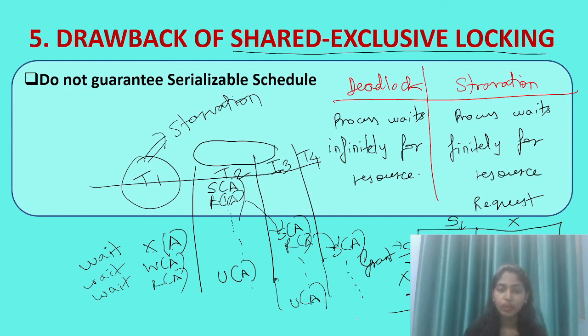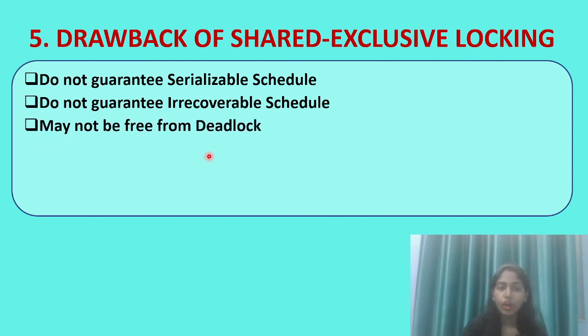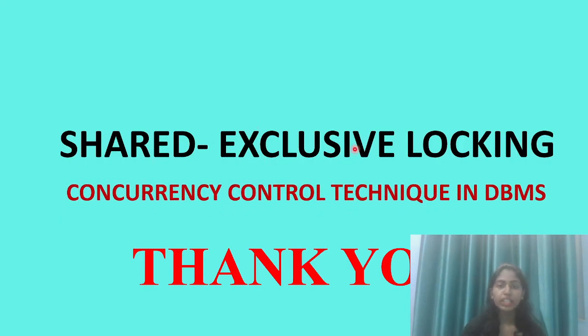Now T4 will unlock it somewhere, and only after that can T1 apply the exclusive lock on data item A. So here T1 is starving for a long time. This is the drawback of using shared exclusive lock. Since it does not guarantee a recoverable schedule, it may not be free from deadlock, and it may not be free from starvation. So these four are the main drawbacks of the shared exclusive locking protocol, and because of these drawbacks, new locking protocols came into existence. We'll see those protocols one by one in the upcoming videos. So this was all about the shared exclusive locking protocol under concurrency control techniques in DBMS.